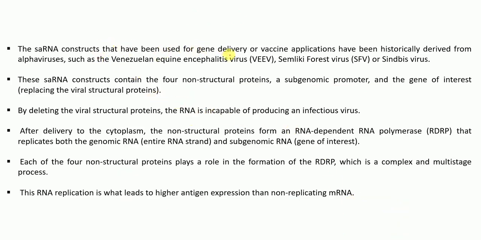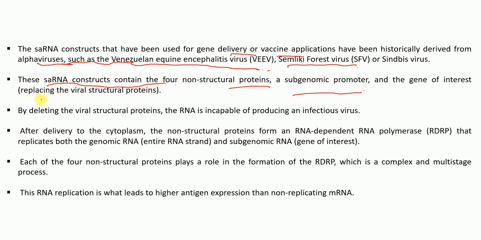The next thing is the self-amplifying constructs. They are used for gene delivery or vaccine applications, and like I explained, the sequences for replication machinery have been derived from alpha viruses, for example, Venezuelan equine encephalitis virus, Semliki Forest virus or Sindbis virus. These saRNA constructs contain 4 non-structural proteins, a subgenomic promoter, and the gene of interest.